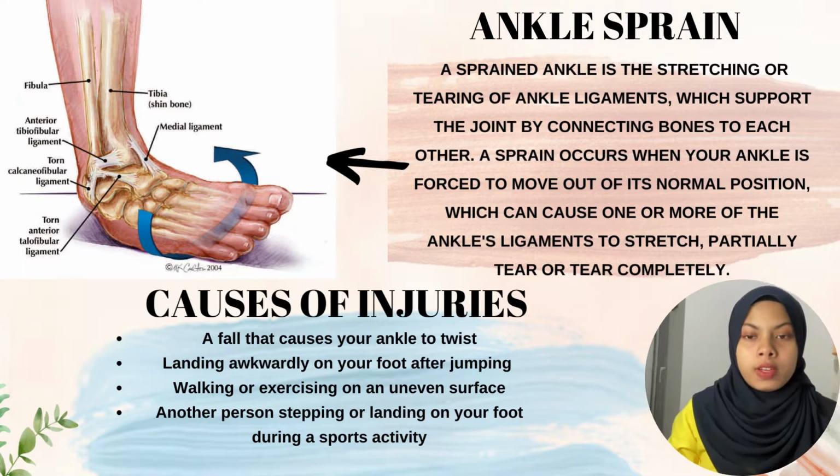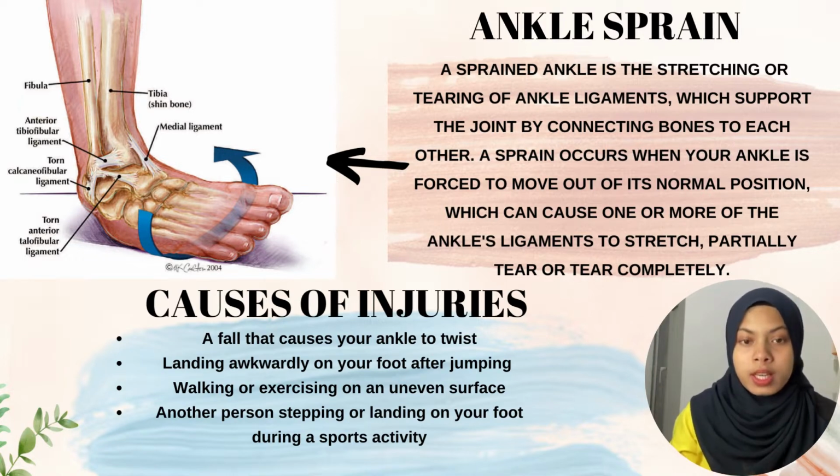Next is causes of the injuries of the ankle sprain. Causes of the injury include a fall that causes your ankle to twist. Number 2, landing awkwardly on your foot after jumping. Then walking or exercising on an uneven surface. And lastly, another person stepping or landing on your foot during a sports activity.